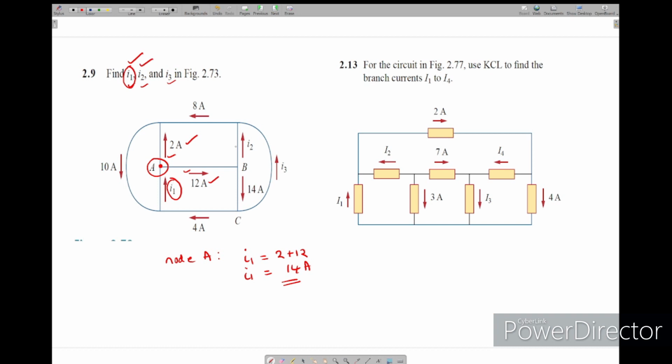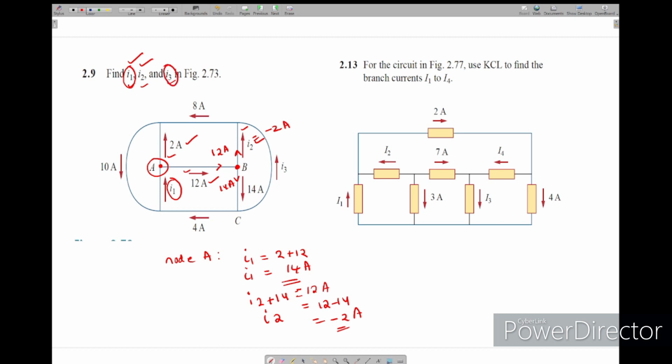So we found I1 by simply applying KCL and looking at entering and leaving currents. Now we'll find I2. Where is I2? I2 is here, leaving from this node. For this node, the entering current is 12 amps, the leaving current is 14 amps, and one more leaving current is I2. So we can write I2 plus 14 equals 12 amps, because 12 amps is entering and these two currents are leaving. So I2 equals 12 minus 14. We got minus 2 amps. So I2 is minus 2 amps.